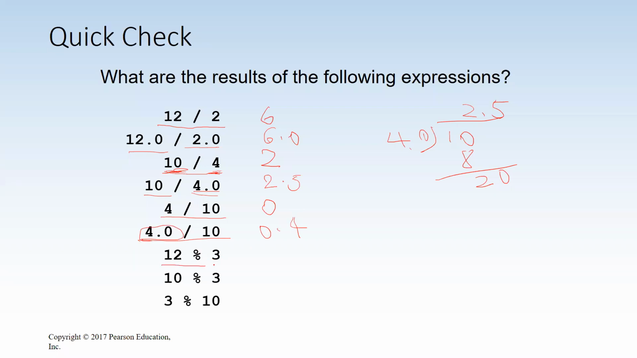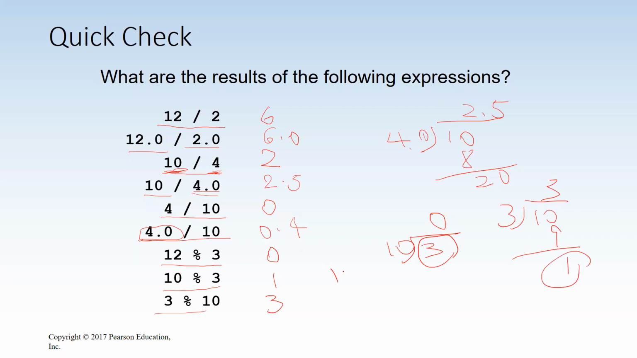Okay, 12 modulus 3, what's the result? 0, because there is no remainder when you divide 12 by 3. What about this one? 1. What about this one? 3. Once again, 3 divided by 10, you have 0 tens in it, and 3 is the remainder. Versus 10 divided by 3, you have three 3s in it, and you have 1 as the remainder. And 12 divided by 3, you have 4, and you have 0 as the remainder.